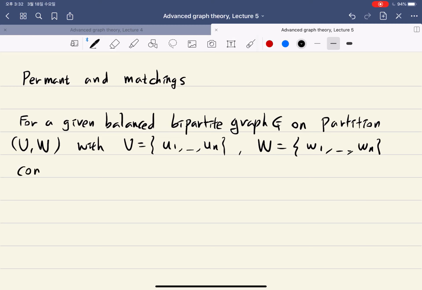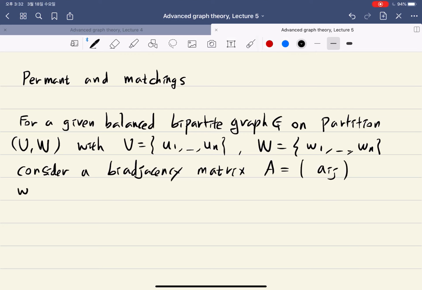And for this graph, we consider a bi-adjacency matrix, which consists of the components where A_ij is 1 if U_iW_j is an edge in graph G, and it is 0 otherwise.